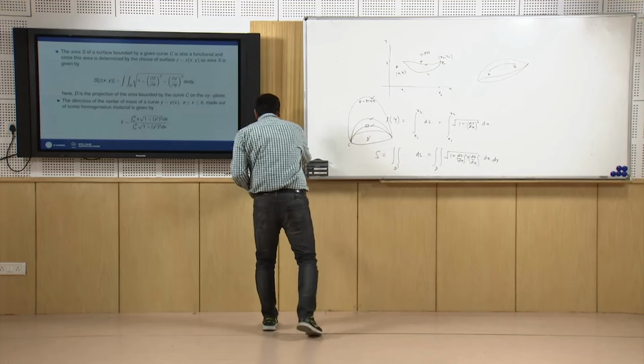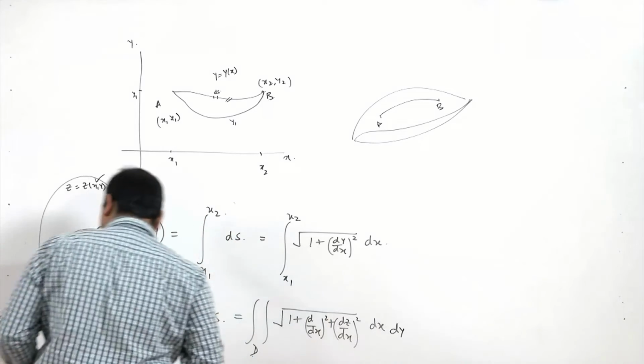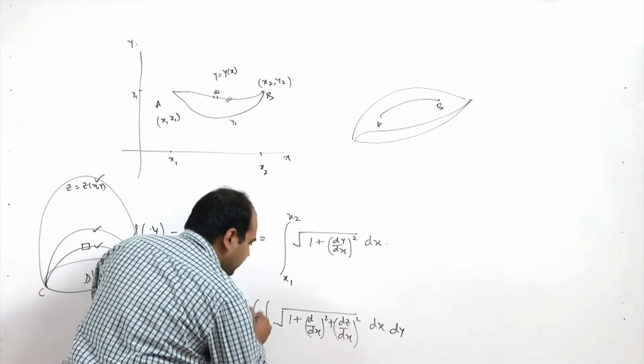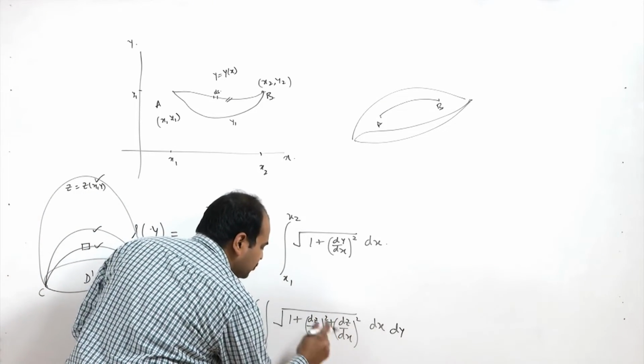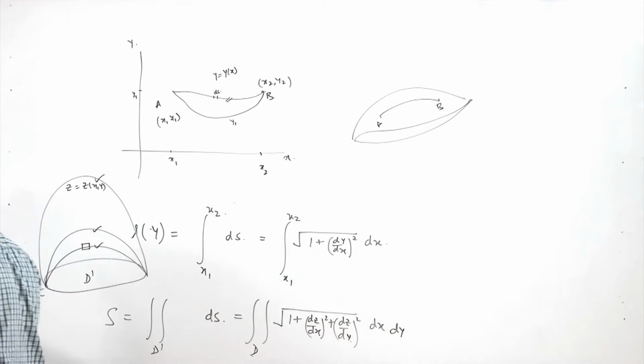Oh, so there is a small problem here. There is a wrong thing. So here it is (dz/dx) whole squared plus (dz/dy) whole squared. Okay, I am just correcting it.